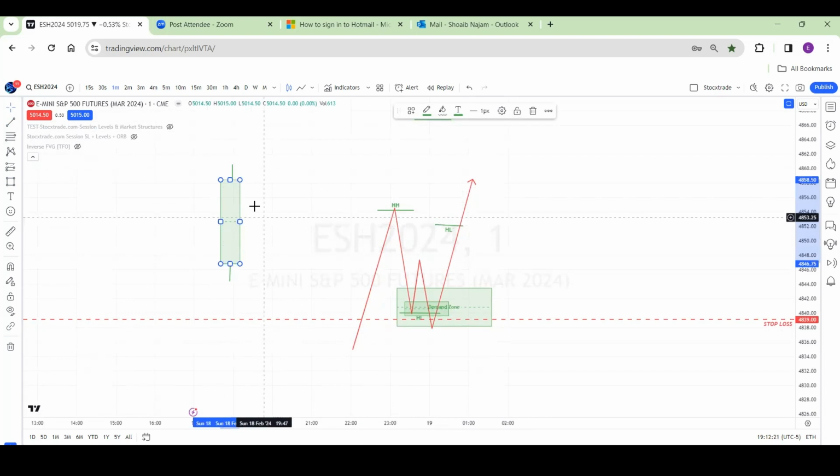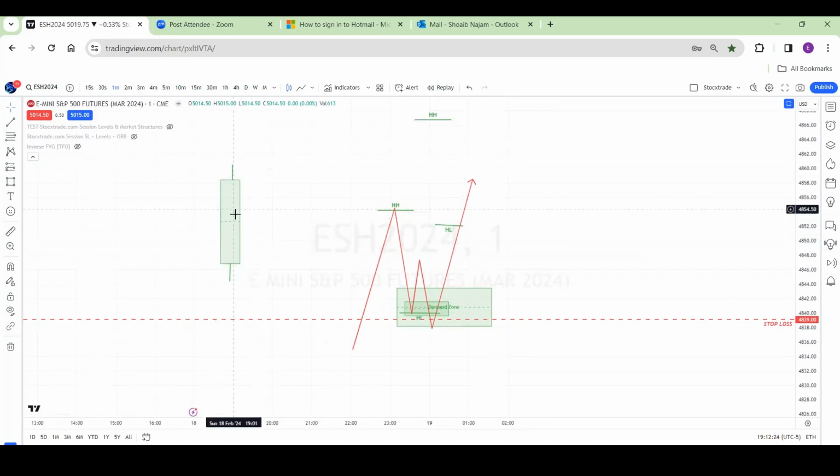Like this, the body is more than 50% of these two wicks. These are wicks. And the second candle is the base candle. In a base candle, the body is shorter than 50% of the wicks. If I accumulate these two wicks, suppose it is 60%, the body is covering only 40% of this whole candle. This is the whole candle.